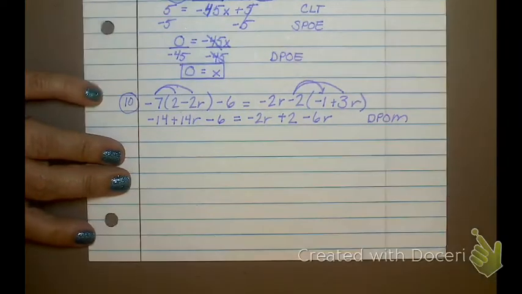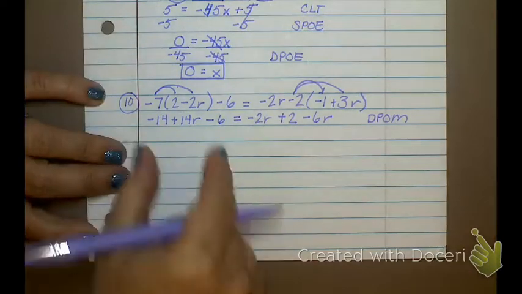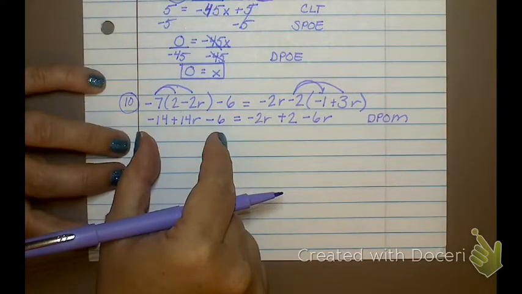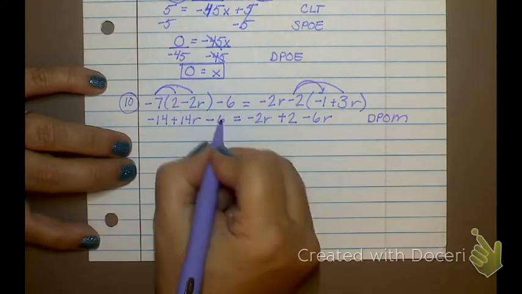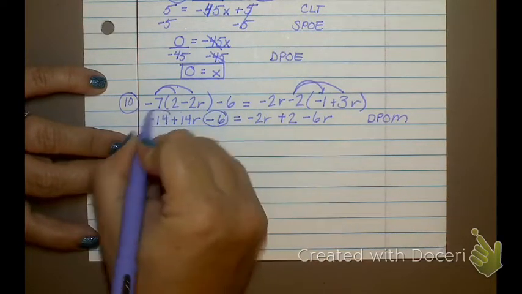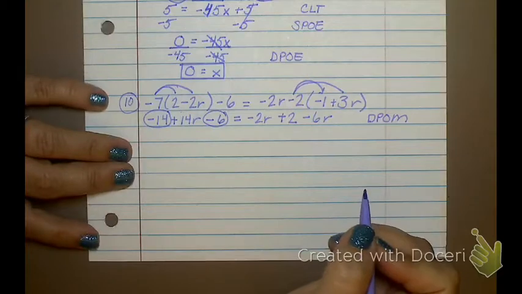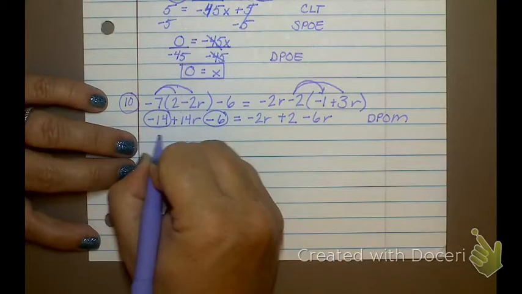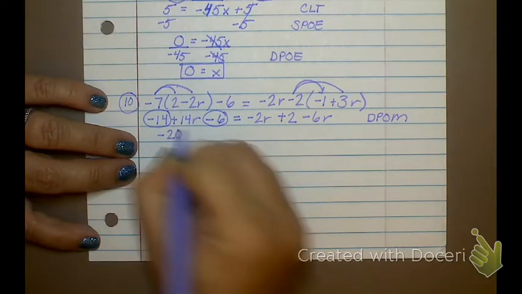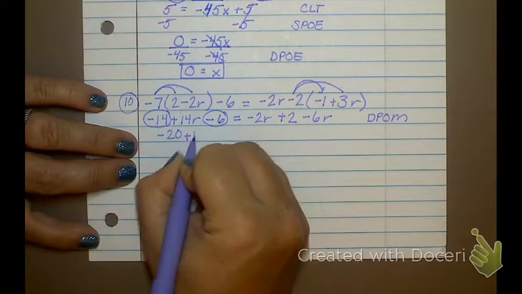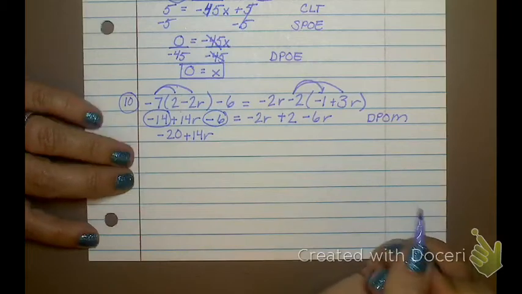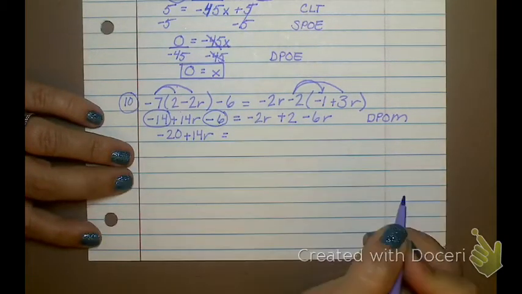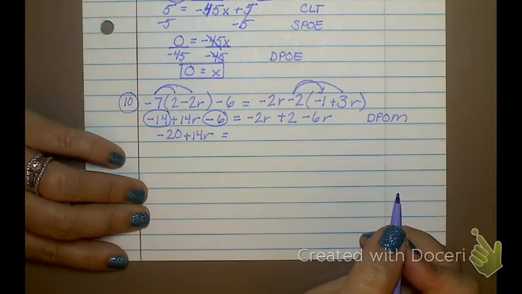Now, do I have like terms on the same side of the equal sign? Yes. Let's combine those first. On the left side, what are my like terms? Negative 6 and negative 14. When I combine those, what do I get? Negative 14 plus negative 6 is negative 20. I have not yet touched the plus 14r, and he has no like terms, so he's just got to stay as is.